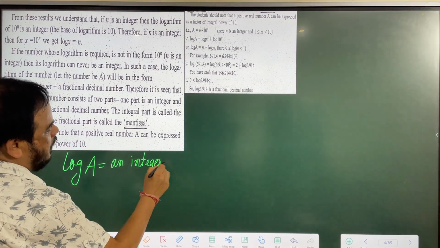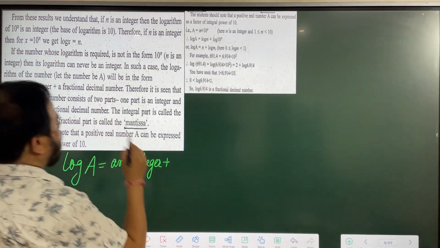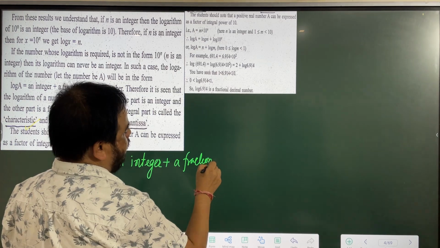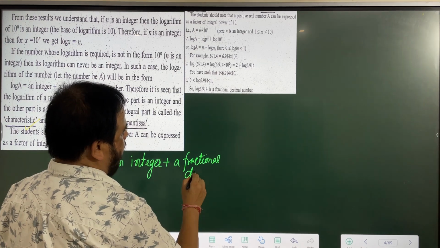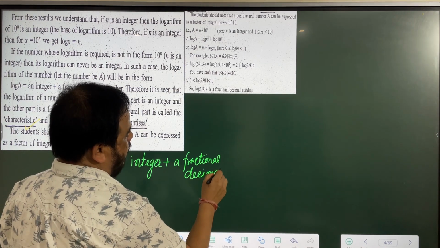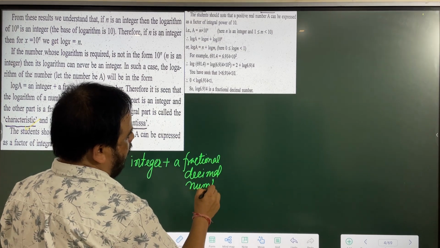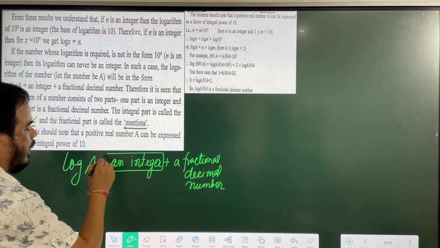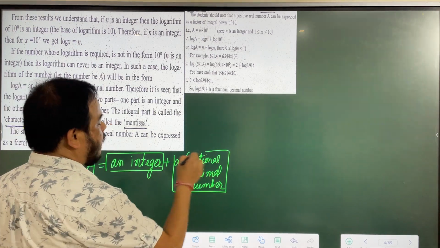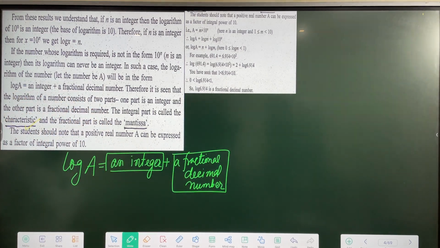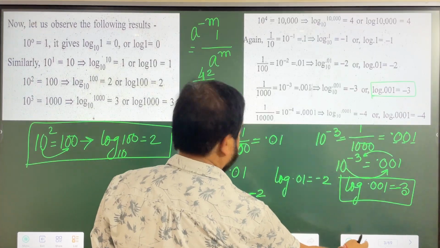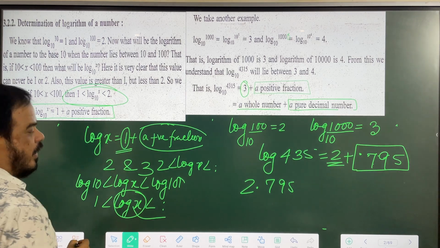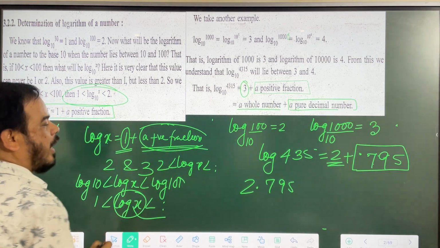plus a fractional decimal number. You will always get a fractional decimal number. First you will get an integer, and second a fractional decimal number. Like previously, I have told you log x equals one integer and the other one is a fraction.